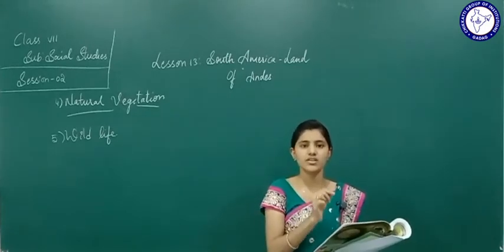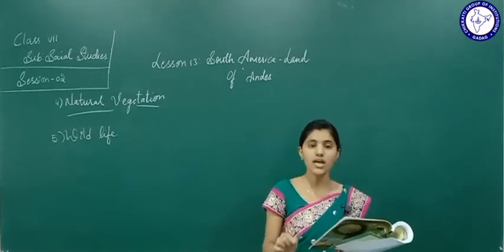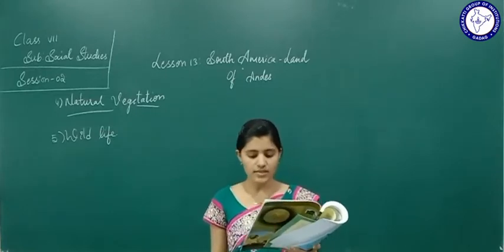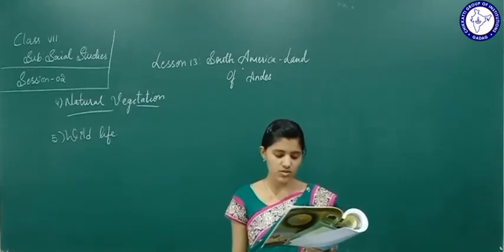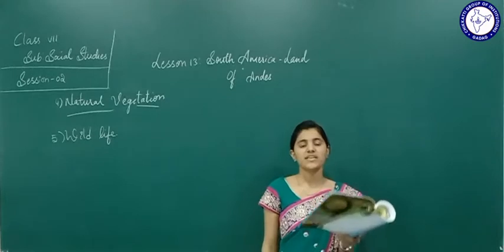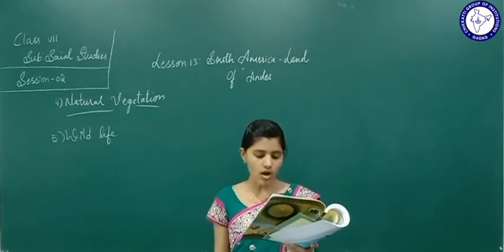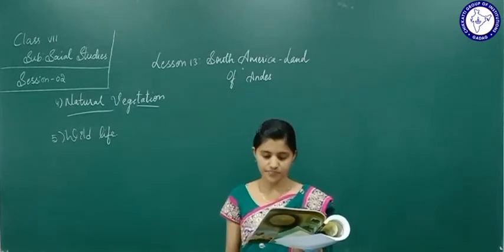The same way this bird Rhea also cannot fly. Spider monkey, owl monkey and squirrel monkey live in the trees of the Amazon forests. These are the types of monkeys which live on the trees of Amazon forests.